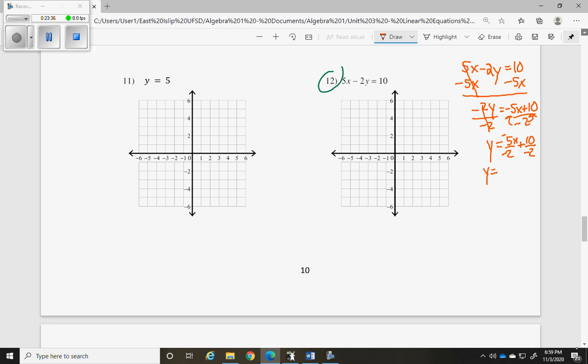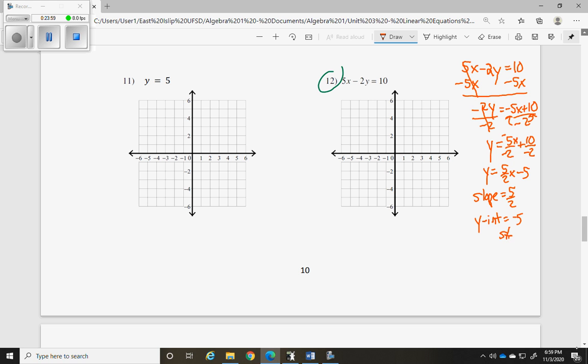I'm going to simplify that. Negative over negative is positive. So this is a positive 5 over 2x. And positive 10 divided by negative 2 is negative 5. So the slope is 5 over 2, and the y-intercept is negative 5.